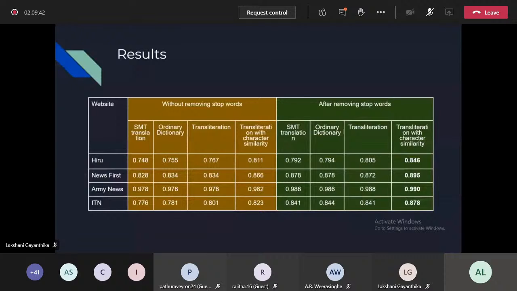For Army News, the baseline system also showed about 97% recall value, and although it shows a good result, we were able to improve those results using our method.